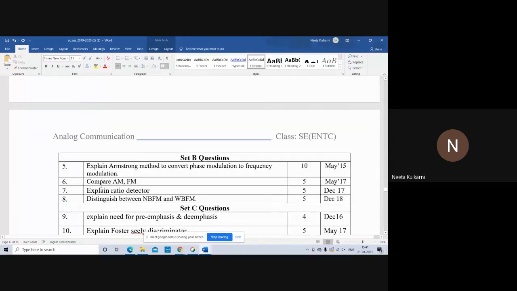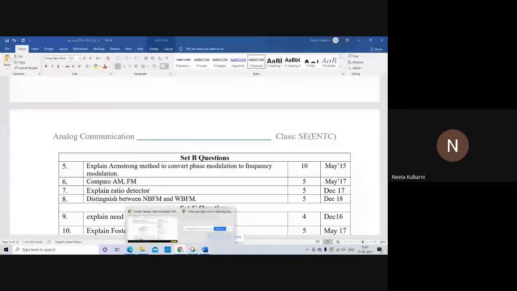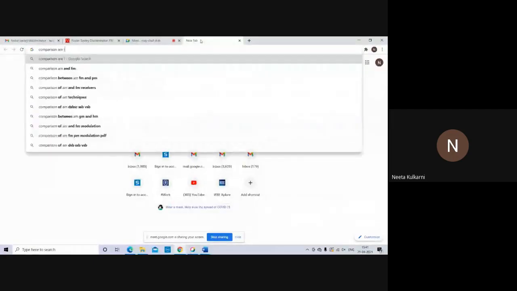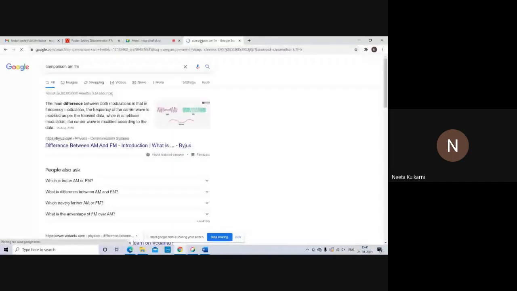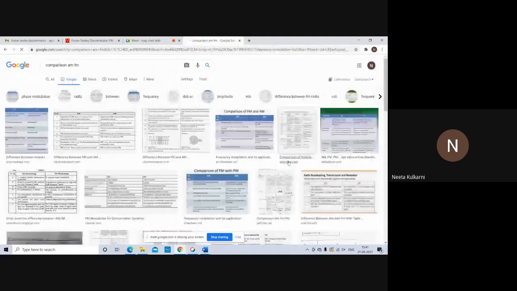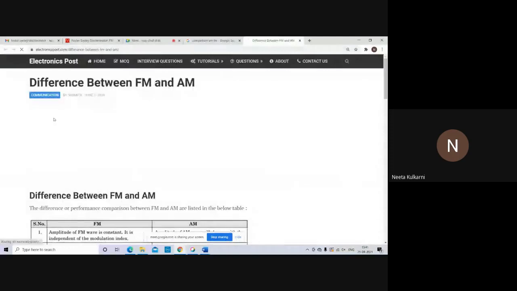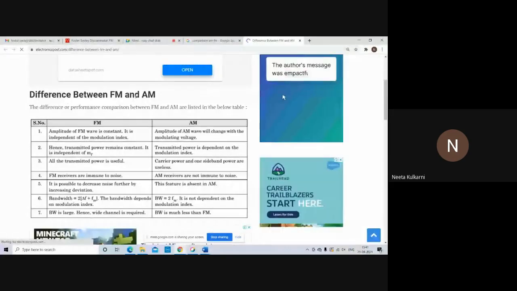And one more question is asked here. Compare AM and FM. So which parameters can you get for this comparison? You tell me. What will the comparison points be for AM and FM? Tell me. First is basic working principle. So here if you see a comparison like this, you can see the comparison table here. Compare between FM and AM.